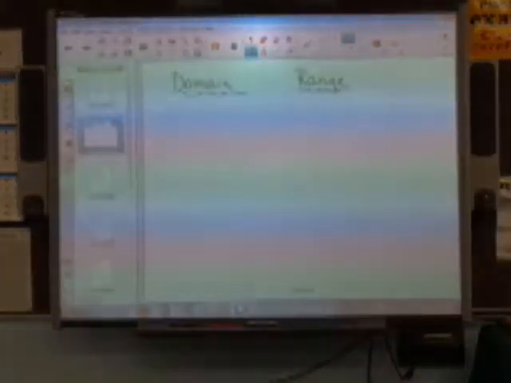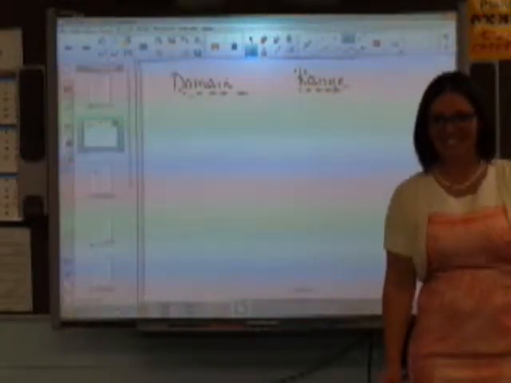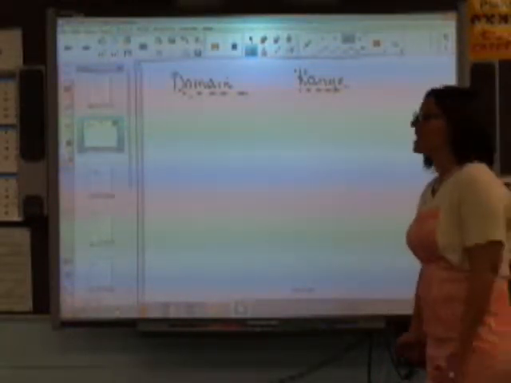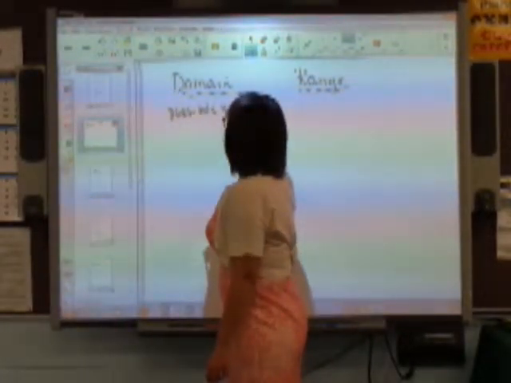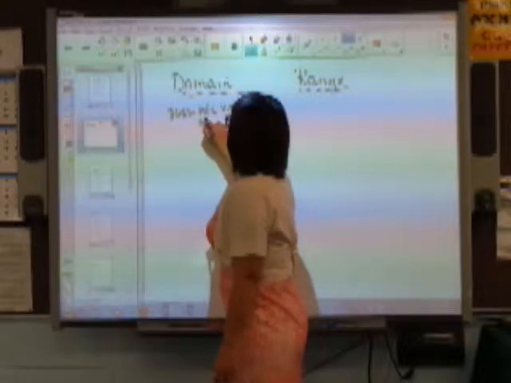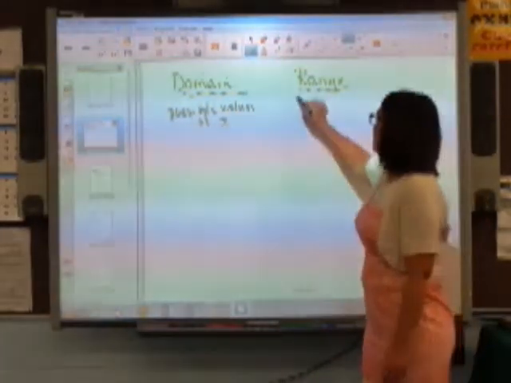What is domain? So like values of x? Yes. So then what is range? Possible values of what?